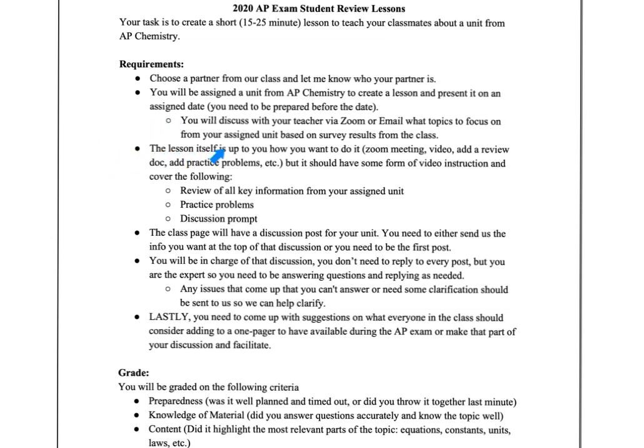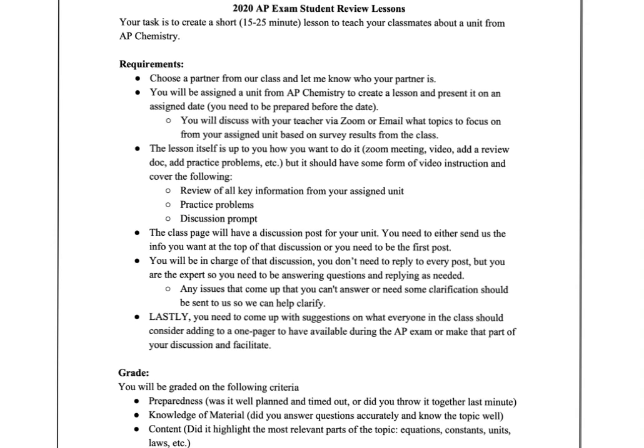So you need to have some sort of a lesson. It can be a Zoom meeting, it can be a video, you can add review documents, practice problems, that's fine, but it has to be some sort of lesson that your classmates are watching and going through. And then that video instruction will have all the key information from your assigned unit, especially those topics that your classmates voted for, some sort of practice problems, and then a discussion prompt. And those can be related, that's fine.